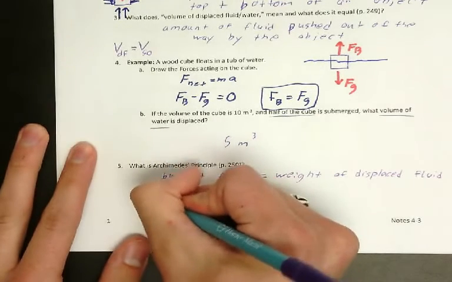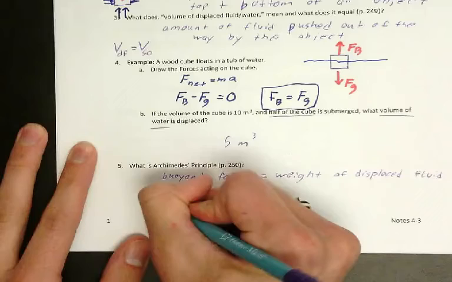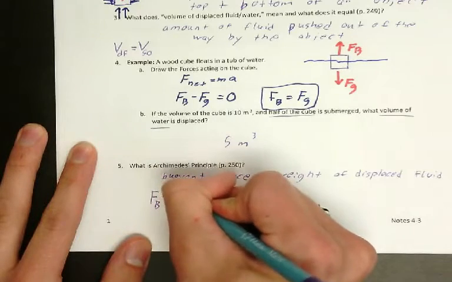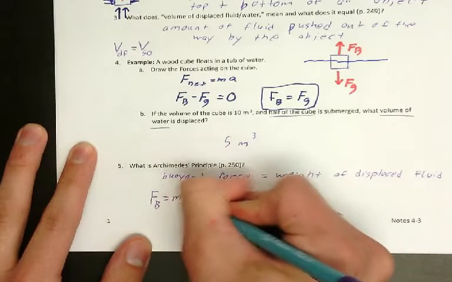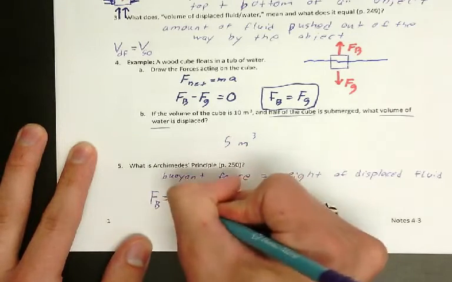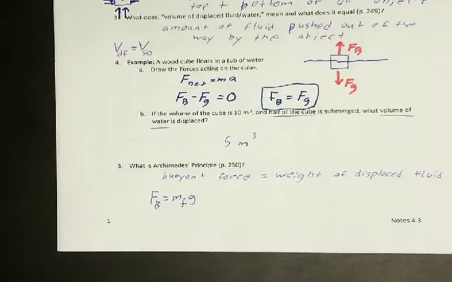The equation is this. Buoyant force equals mass of the fluid times gravity. Notice it's not mass of the object. It's not mass of the object, it's mass of the fluid. That's not the only equation I'm going to give you, though, because I'm a real stand-up guy.